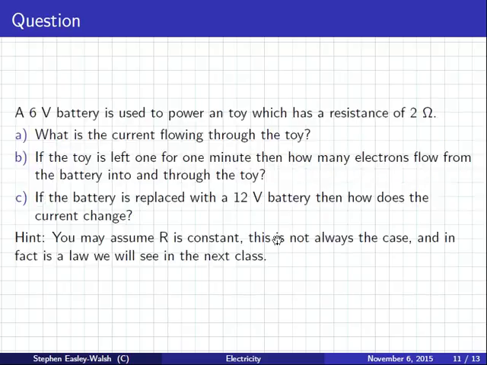A 6-volt battery is used to power a toy, which has a resistance of 2 ohms. What is the current flowing through the toy? Okay, so the first one, what's the current here? Which formula do we need for that? I equals V over R. So V is 6 and R is 2, so what's the current? 3. Okay, so 3 amps, please. You can just write that answer down. So V is 6, R is 2, and so I will be 3.